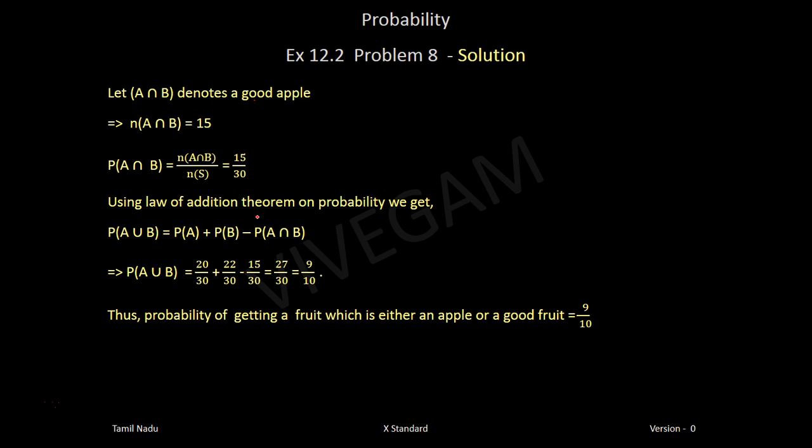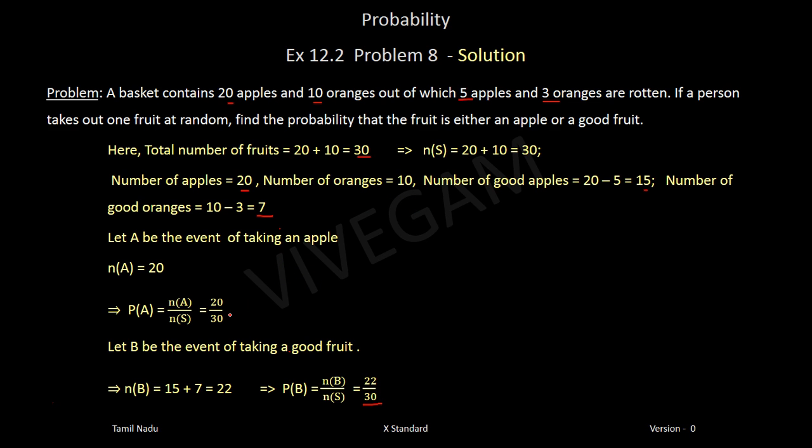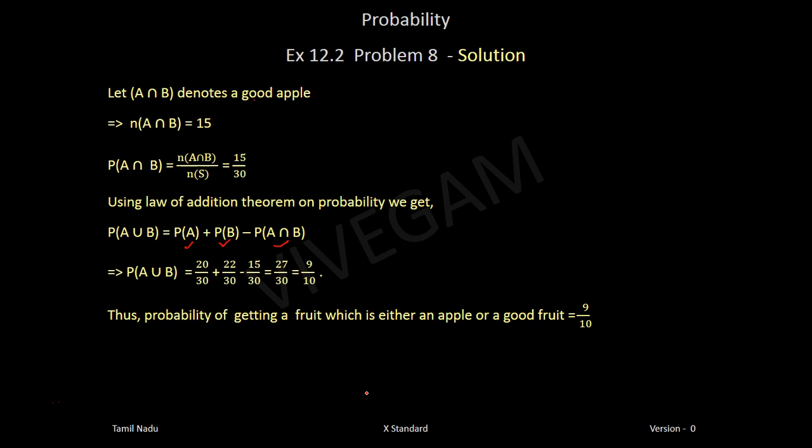So then we are using the law of addition theorem on probability. We get probability of A union B equal to probability of A plus probability of B minus probability of A intersection B. Probability of selecting an apple is known. Probability of selecting a good fruit is known. Probability of selecting a good apple is also known. So substitute all these values. Probability of A is 20 by 30, probability of B is 22 by 30, and probability of A intersection B we just calculated to be 15 by 30. Simplifying this, you get 20 plus 22, 42, 42 minus 15 is 27 by 30, that is 9 by 10. So the probability of getting a fruit which is either an apple or a good fruit is 9 by 10.